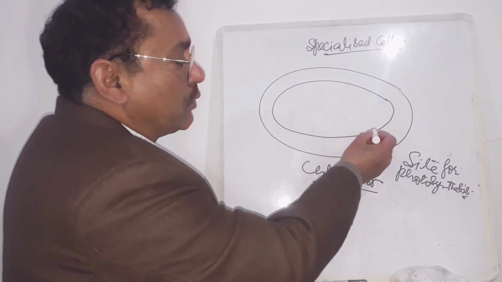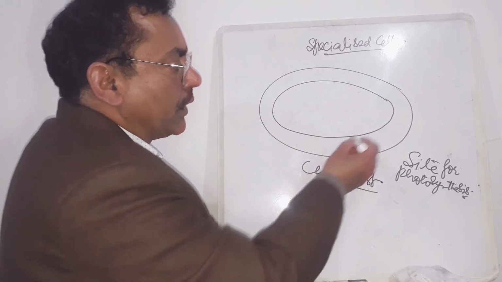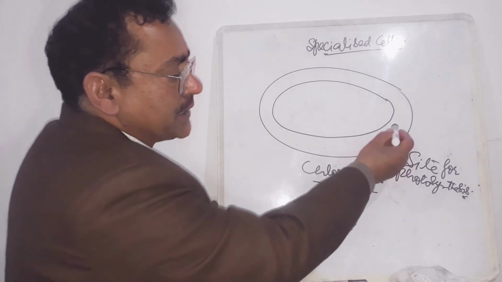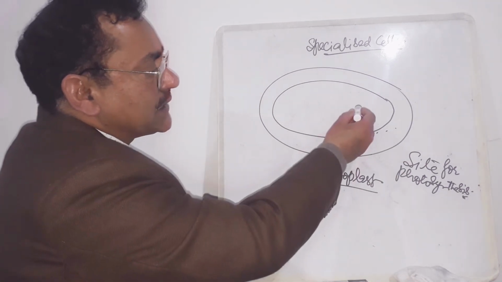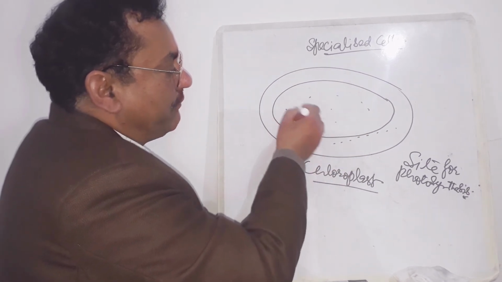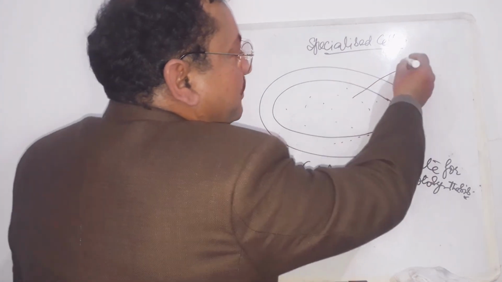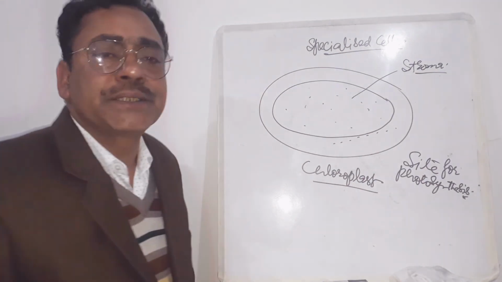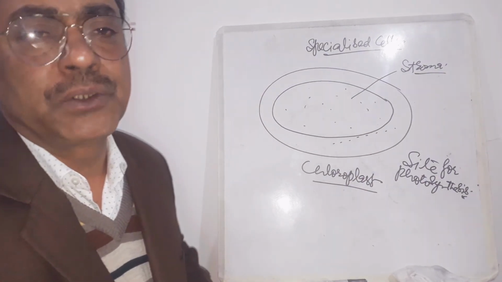Chloroplast is bound by two membranes, outer membrane and inner membrane. And there are two enclosed spaces, the outer space called as periplastidial space. And the inner space, this is the inner space, and this is filled by means of a ground substance or matrix or stroma. Stroma, it is the ground substance that is contained within the inner space of the chloroplast.